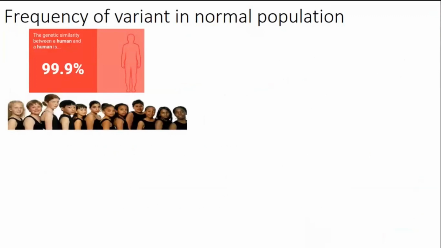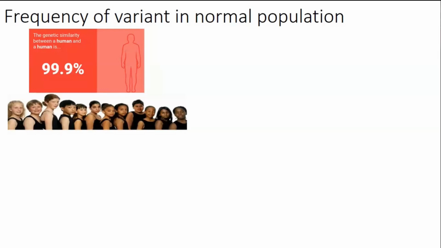We come to the next evidence, that is frequency of this variant in normal population. So why this frequency becomes important population wise? How much are we similar to chimpanzee? How much you want to be similar to chimpanzee? How much we are, we cannot change. So we are 99% similar to the chimpanzee genome.